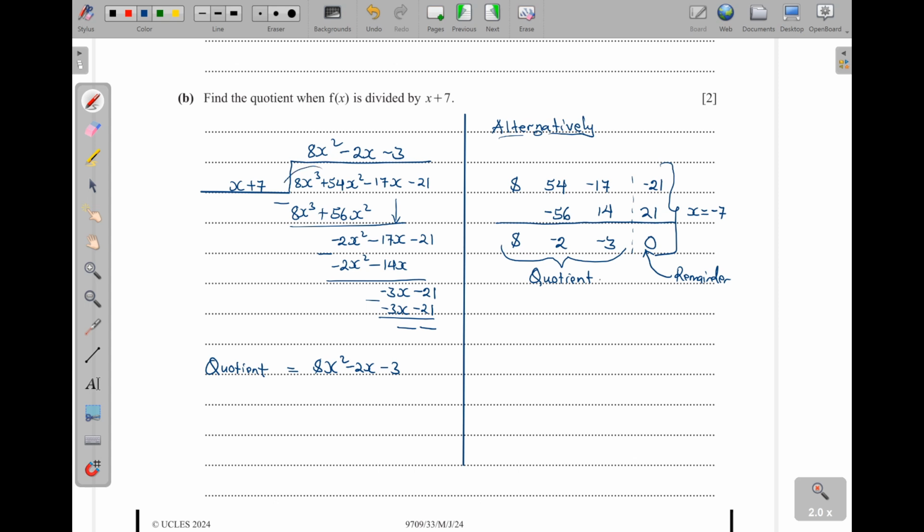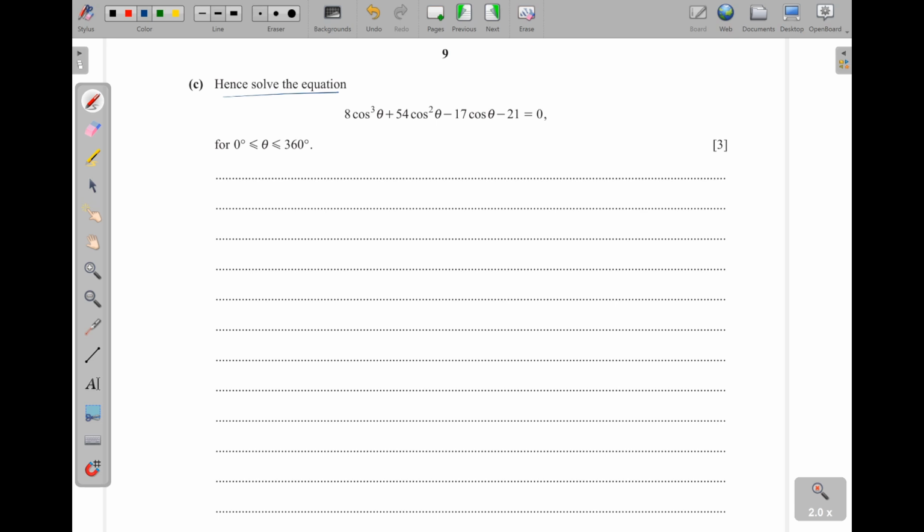Now, since here we had 8x cubed, and then we are dividing by a monomial, the power reduces by 1. So that means this 8 here is the coefficient of x squared, then x, then now the constant. Okay, so from there, you just conclude that the quotient is going to be equal to 8x squared minus 2x minus 3. As simple as that.